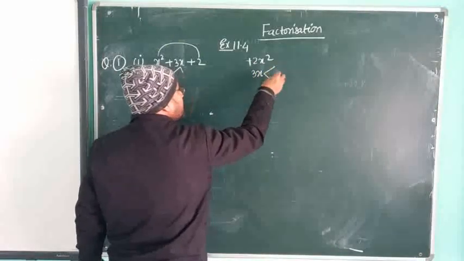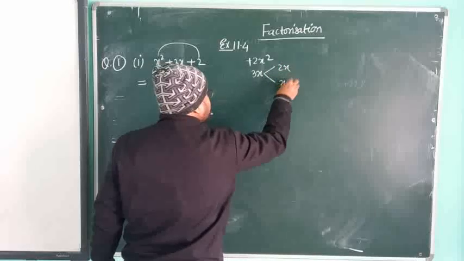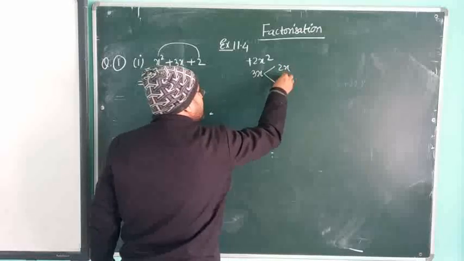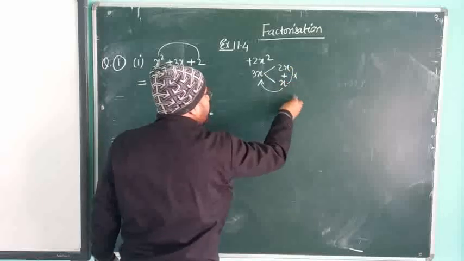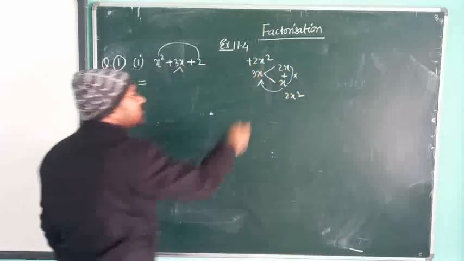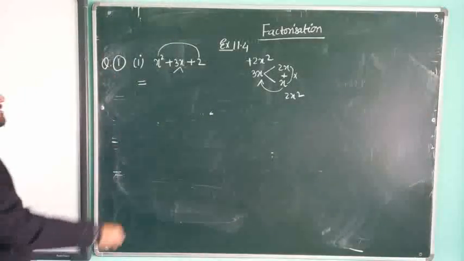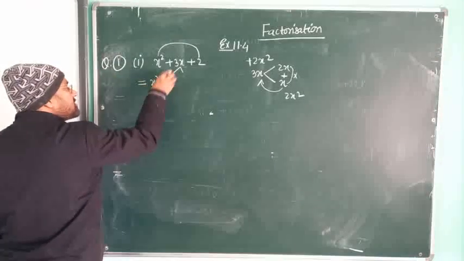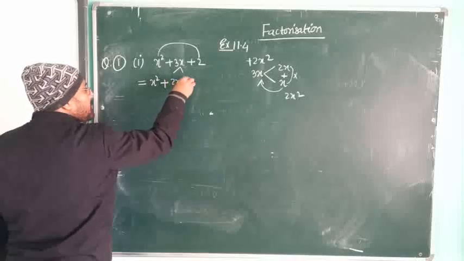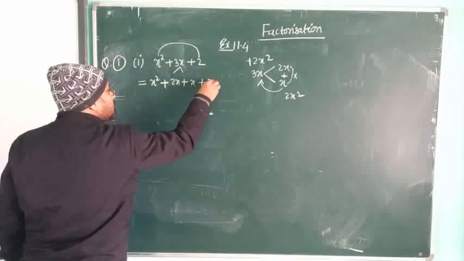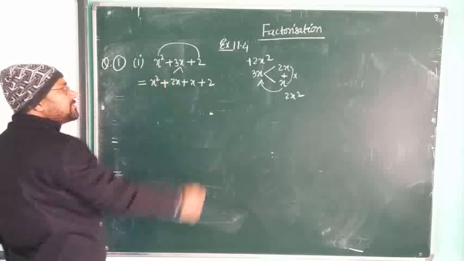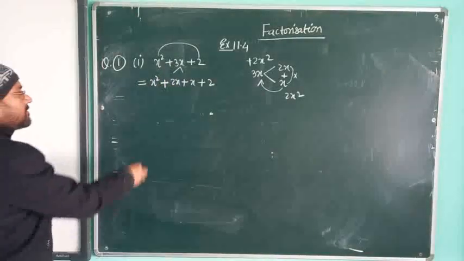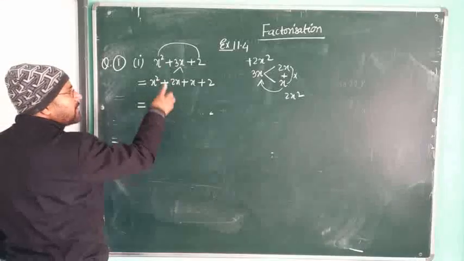If I want to break this one, 2x into x, 2x plus x, we are getting 3x, and 2x multiplied by x, we are getting 2x square. So it is satisfying all that condition. So x square plus 3x, I am going to write it as 2x plus x and plus 2. 2x plus x is 3x, and 2x multiplied by x, you are getting 2x square. This is a grouping of terms.